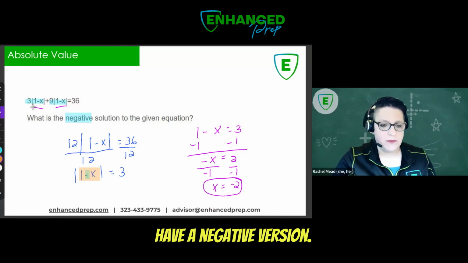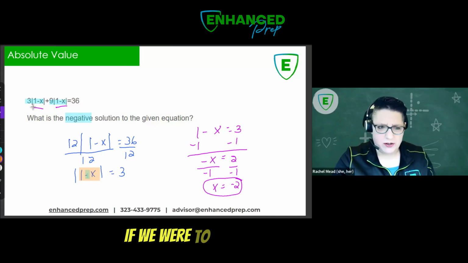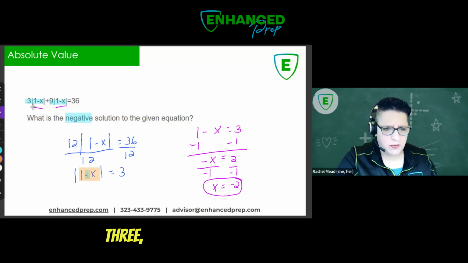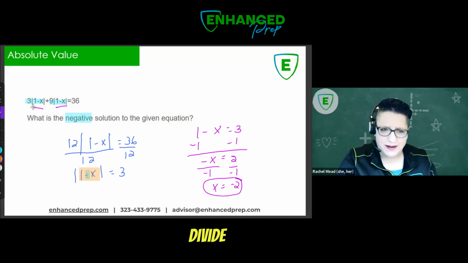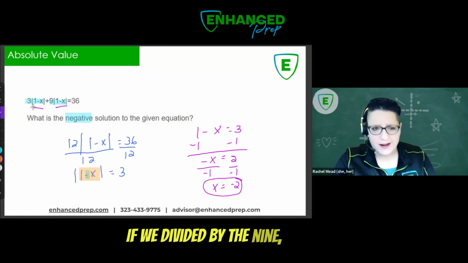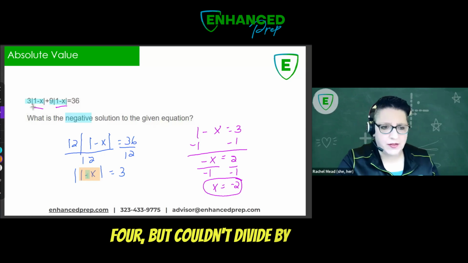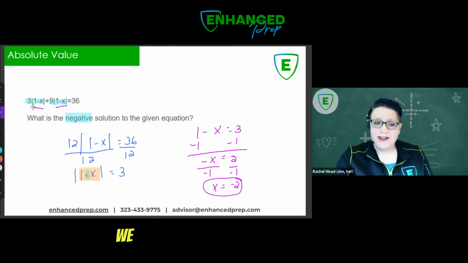So we're going to add that 3 and that 9 so that we can come through and divide. If we were to try and divide 36 by 3, we'd get 12, but then we couldn't divide by 9. If we divided by the 9, we'd get 4, but couldn't divide by the 3. We could technically distribute, but that's going to take way too much time.